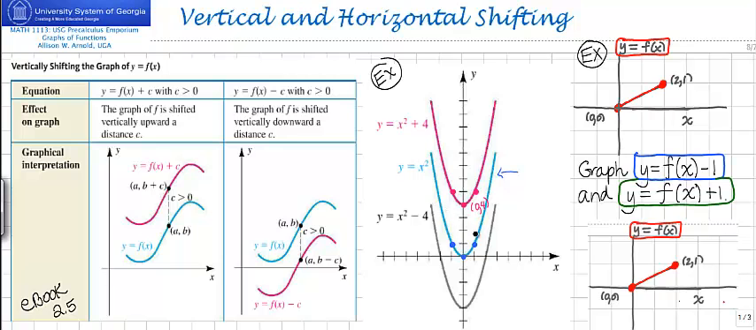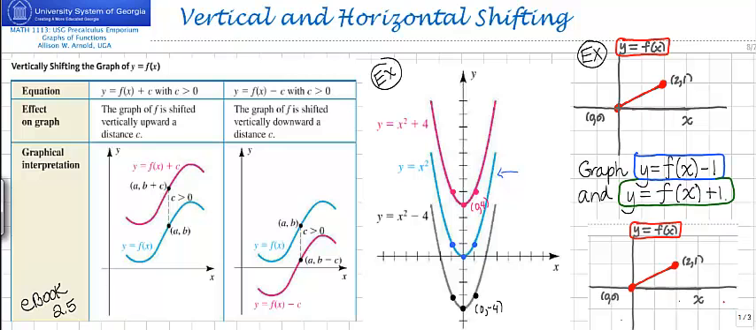Now similarly, if I graph y equals x squared minus 4, then I'm going to shift y equals x squared down 4 units, so the vertex is now (0, -4). And similarly, if I take the point (1, 1) and shift down 4, and (-1, 1) and shift down 4, I get the new points (1, -3) and (-1, -3).